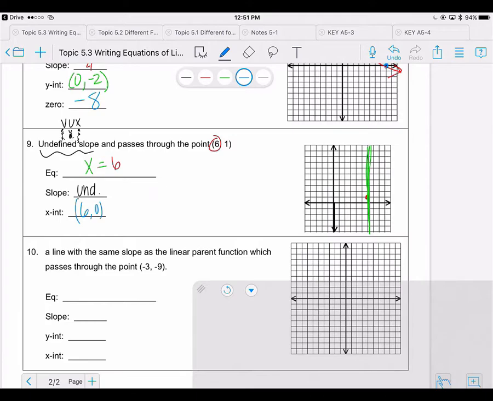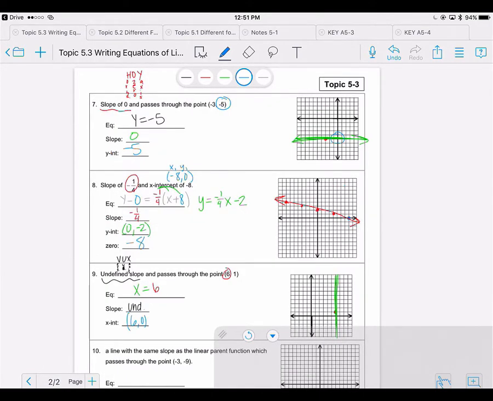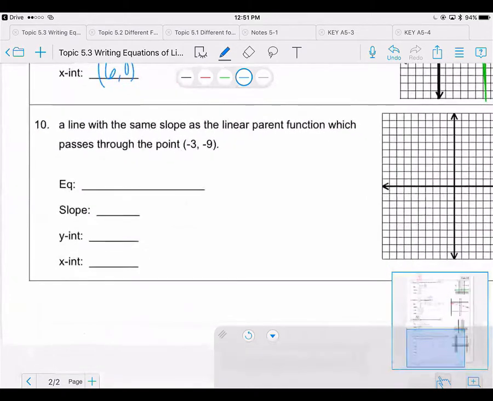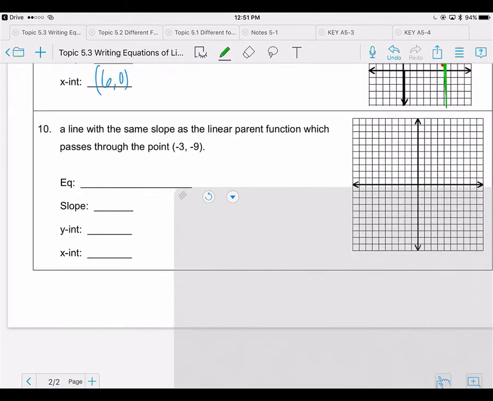So problem 9 and problem 7 are special cases where your lines are straight up and down or straight side to side, with different equations, different slopes, and different x or y intercepts that they are looking for depending on what type of line you have. Problem 10 asks us for a line that has the same slope as the linear parent function and goes through the point -3, -9. So remember, the linear parent function is y equals x, which has a slope of 1.